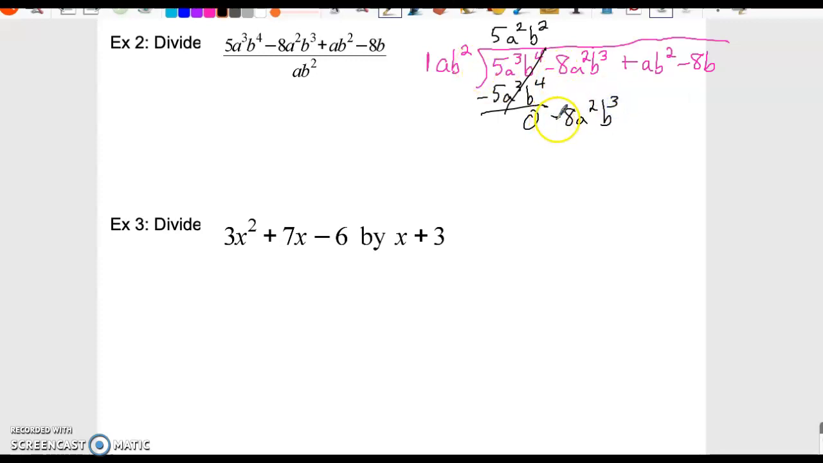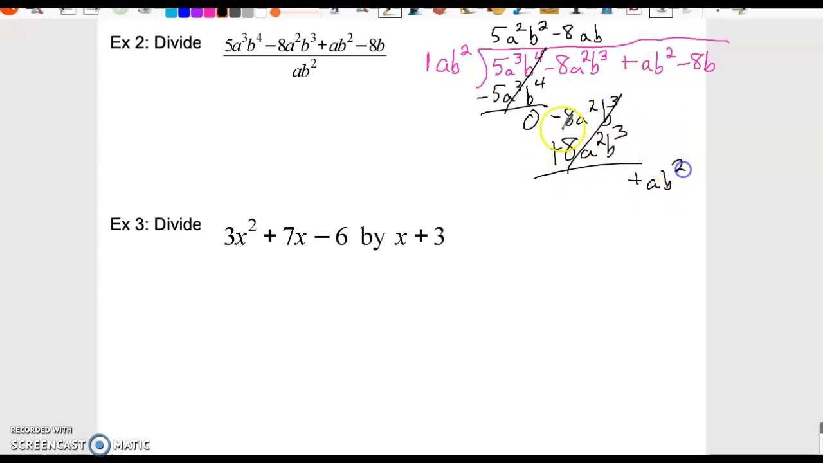So what times 1 will give me negative 8? It would be negative 8. What times a gives me a squared? That would be a. And what times b squared will give me b cubed? That would just be ab. And like I said, as you multiply, you should get the same thing. And then when you subtract, it turns into plus, will cancel.